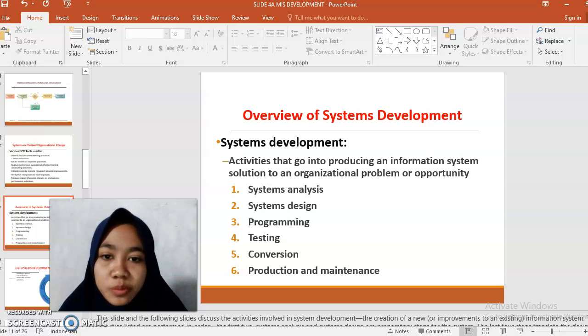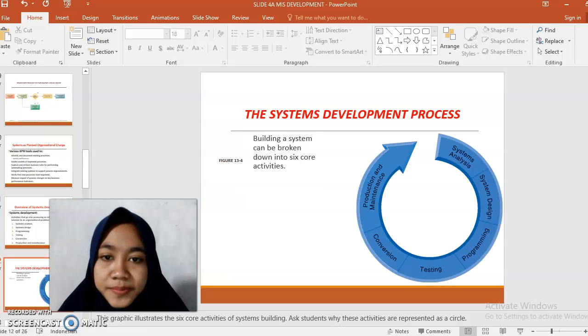Overview of system development. System development is the activities that go into producing an information system solution to an organizational problem or opportunity. 1. System analysis. 2. System design. 3. Programming. 4. Testing. 5. Conversion. And the last, production and maintenance. This is the system development process: system analysis, system design, programming, testing, conversion, and production and maintenance.